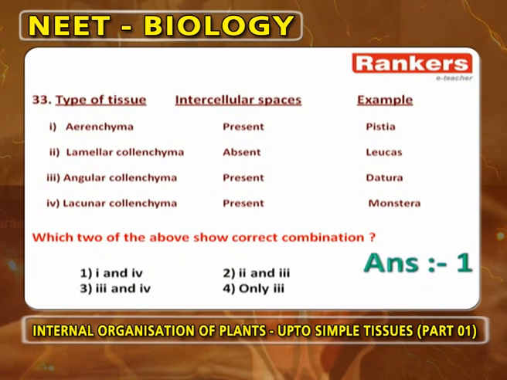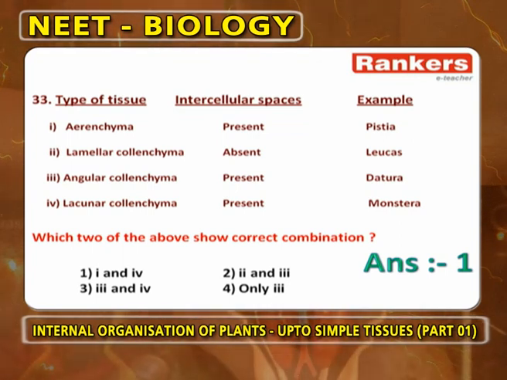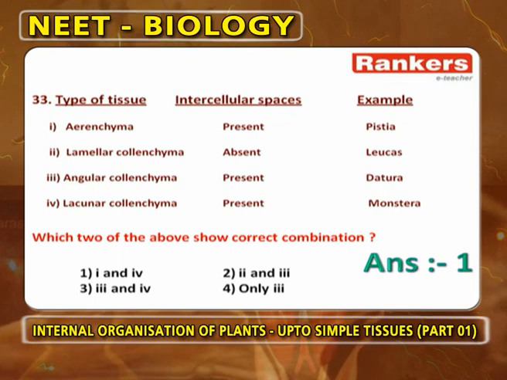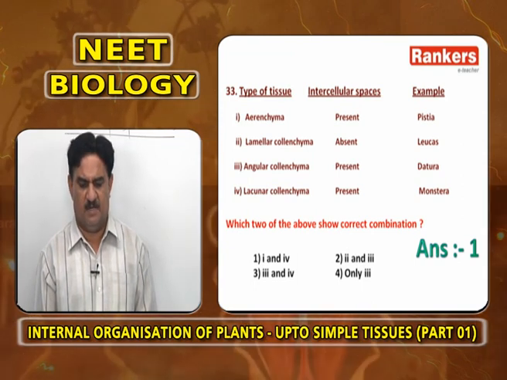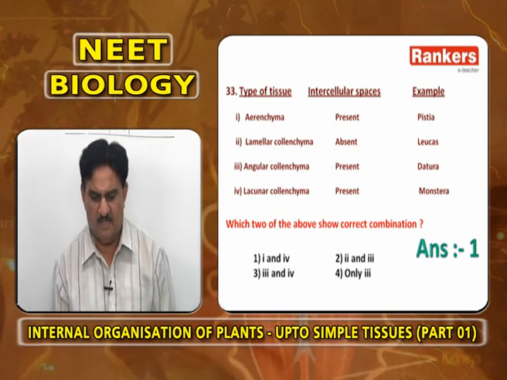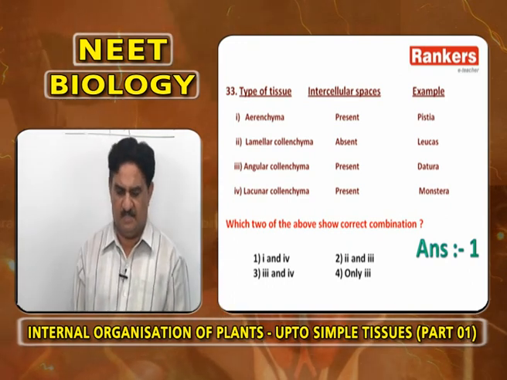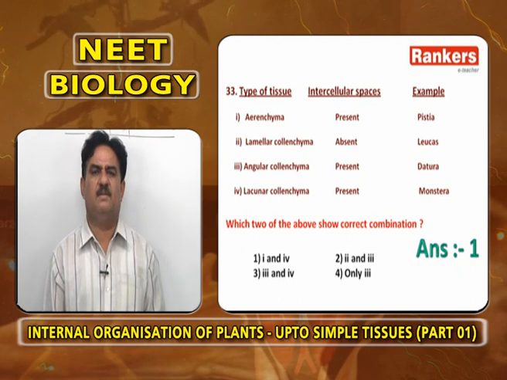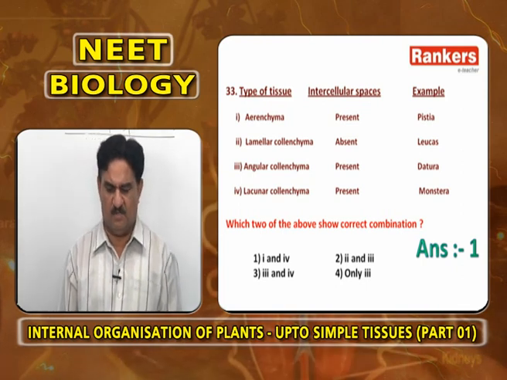This is another 3-column tabular form: type of tissue, intercellular spaces, example. Parenchyma, intercellular spaces present, Pistia, is correct. Lamellar collenchyma, intercellular space absent, Leucas, is wrong. In lamellar collenchyma a small intercellular space is present, surrounding which pectin and cellulose are deposited. It is found in the stems of Leucas and Lactuca and the aerial roots of Monstera. Angular collenchyma, intercellular spaces present, Datura, is also wrong, because the spaces are totally filled with pectin and cellulose. Lacunar collenchyma, intercellular spaces present, Monstera, is correct. So 1 and 4 are the correct combinations, and 2 and 3 are wrong.